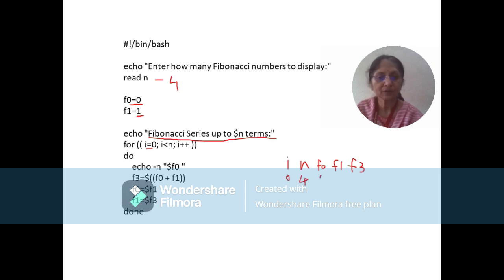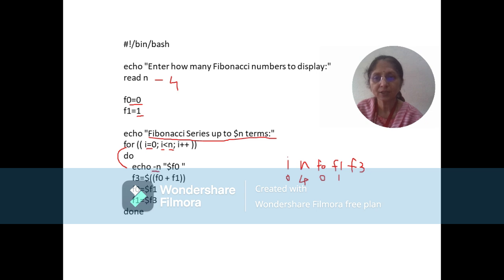What is the value of f0? 0. f1 is 1. Okay. Now we check here. Is 0 less than 4? Yes, the condition is true. So the control comes to the body of the for loop.